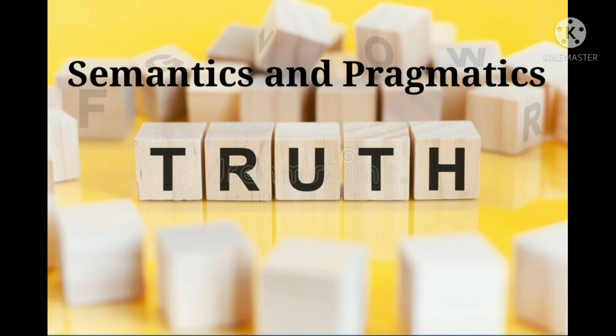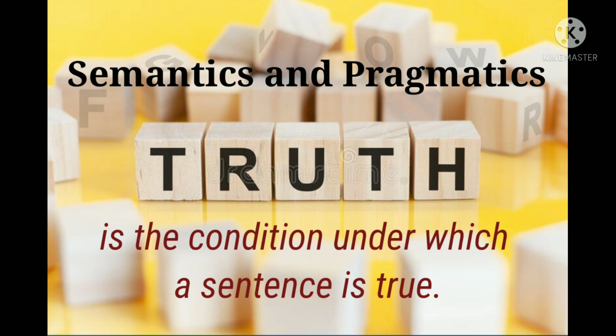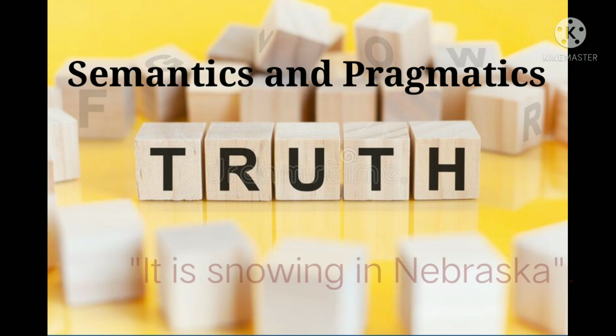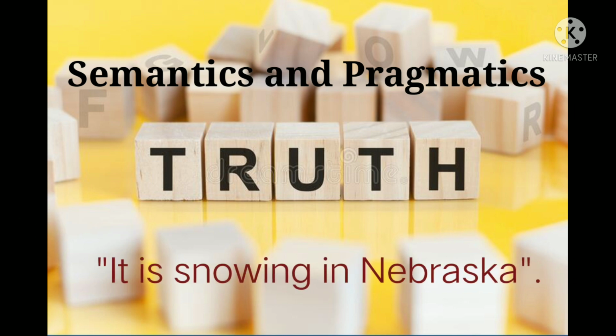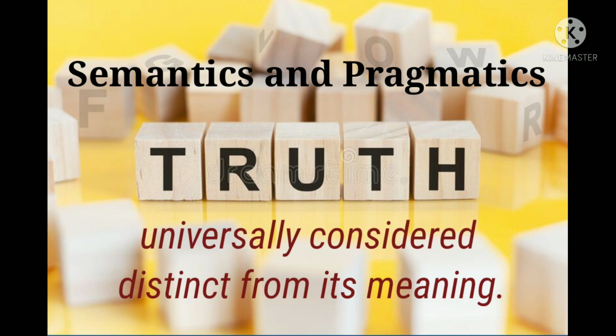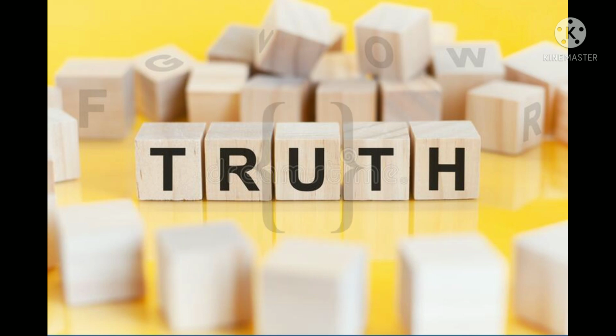In semantics and pragmatics, a truth condition is the condition under which a sentence is true. For example, "It is snowing in Nebraska" is true precisely when it is snowing in Nebraska. In semantics, the truth condition of a sentence is almost universally considered distinct from its meaning.